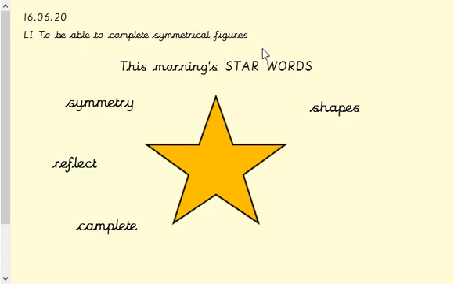Okay, our learning intention this morning is being able to complete symmetrical figures. So we are going to use for our star words this morning, symmetry. We started to talk about that yesterday. Okay, reflect, again, a word we've talked about yesterday. Complete, making a shape complete. And finally, shape or figure.